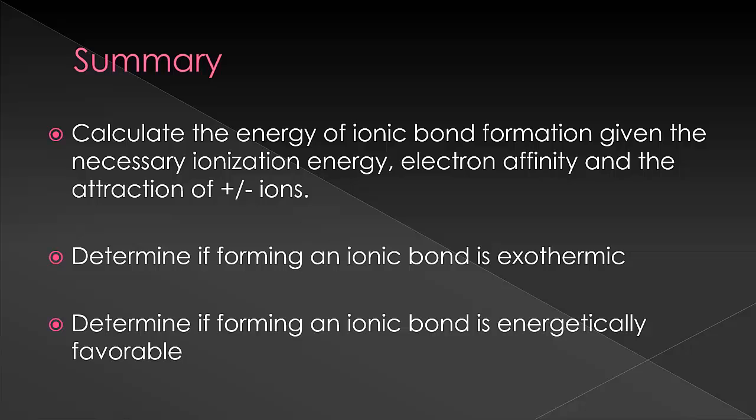So in summary, given that I give you the 3 values for ionization energy, electron affinity, and the attraction of ions, you should be able to calculate the ionic bond formation energy. You should then be able to look at that and decide, well, is this a negative? And if it is, that means it's exothermic, which means that it's energetically favorable. So these are the sorts of questions that you will be asked in class and on exams.